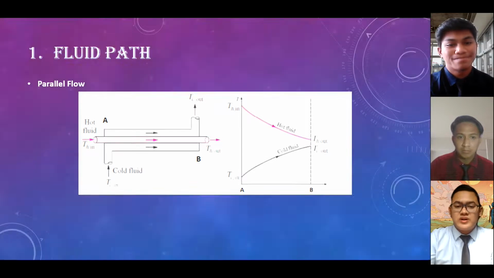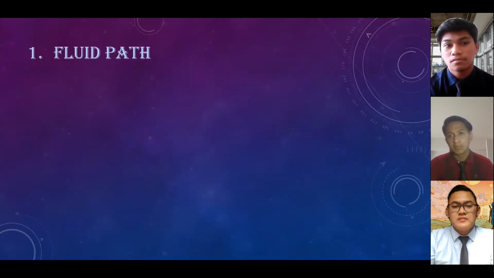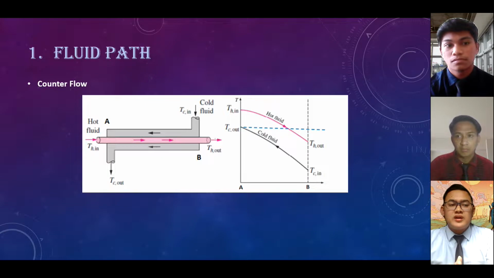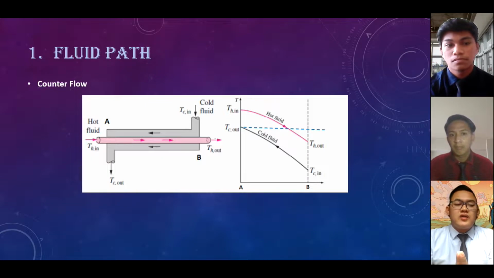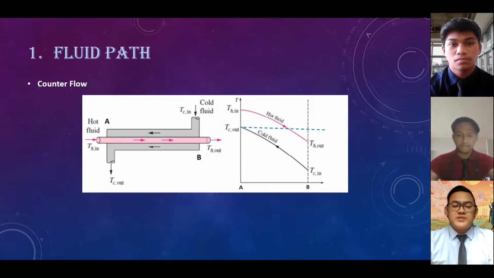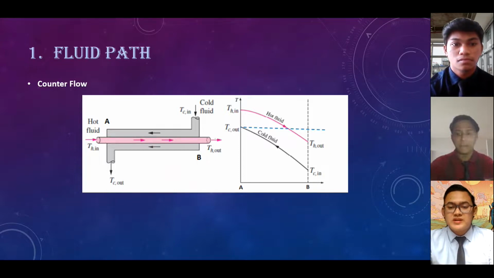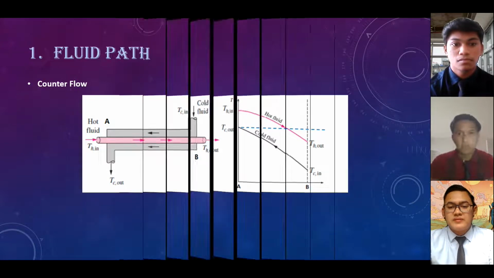Then the next one is counterflow. Counterflow is completely opposite to the parallel flow heat exchanger. The fluids enter the exchanger from opposite ends, one at one end and the other at the other end. The graph is described the same way, just the path of the line is different.